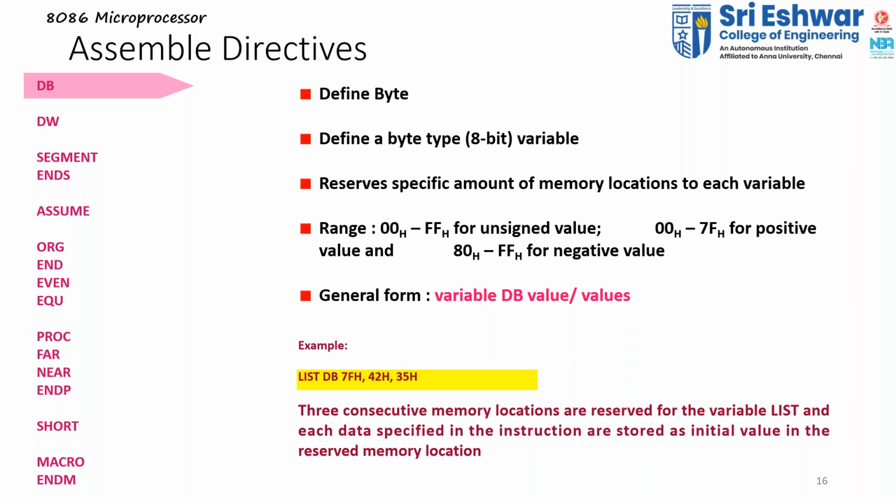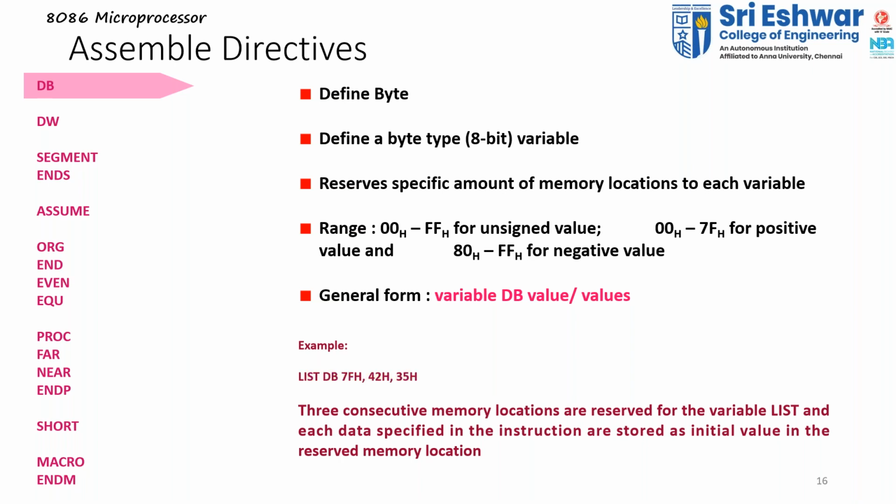Number one is DB, define byte. This is an 8-bit variable. We have the range 00 to FF for unsigned values, 00 to 7F for positive values, and 80 to FF for negative values. The general form is variable DB value, or variable DB value list. I'm going to list some values, that is, define byte, so 8-bit. Here you have 7F, 42, 35, two-digit numbers. These two-digit numbers are converted into binary, so the equivalent of each is 1 byte. So this is define byte.